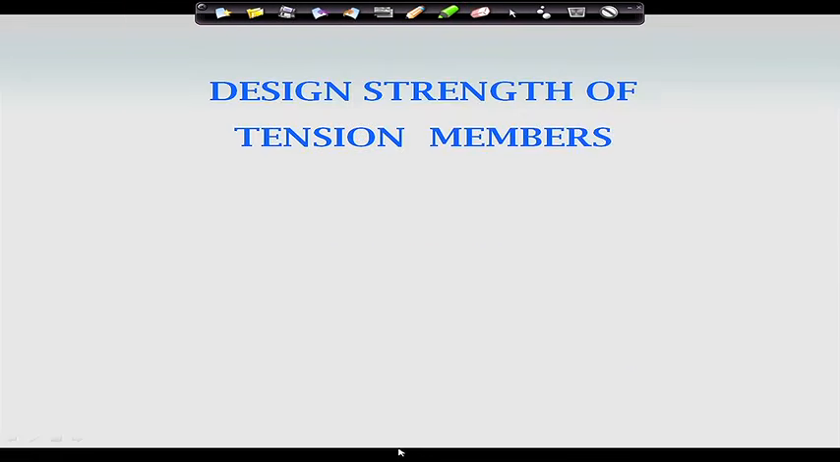Hello. Today I am going to discuss the codal provisions for calculation of design strength of members under axial tension. As I told in the last class, the design strength will be calculated on three criteria: due to gross yielding of the section, due to rupture, and due to block shear. The minimum of these three will be the design strength of the tension member.